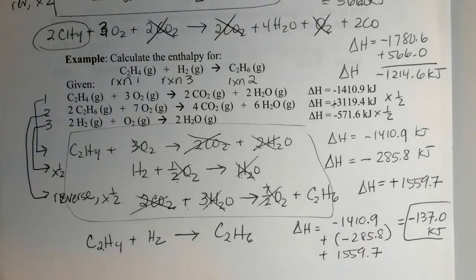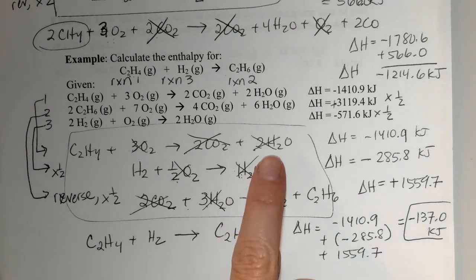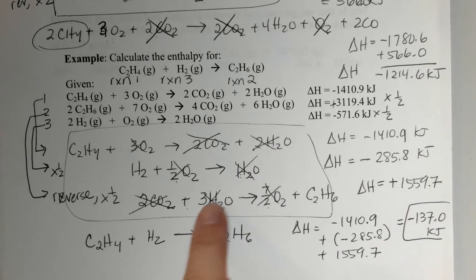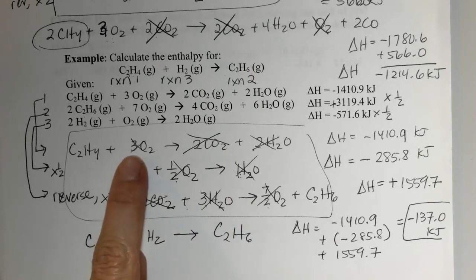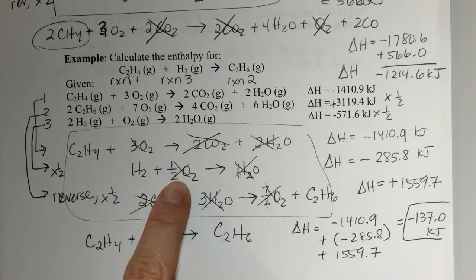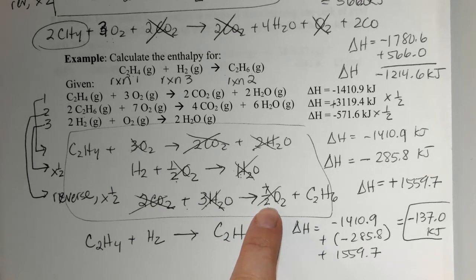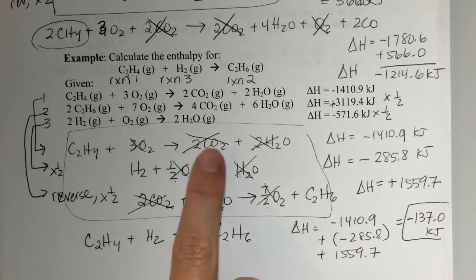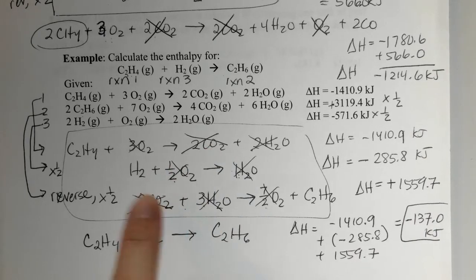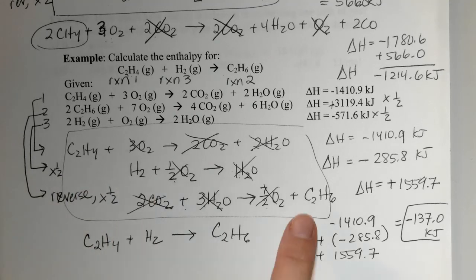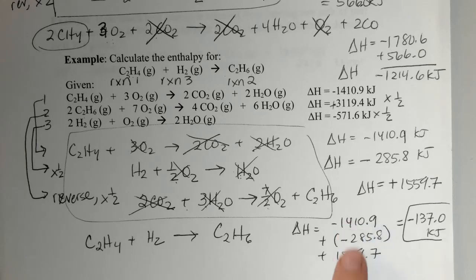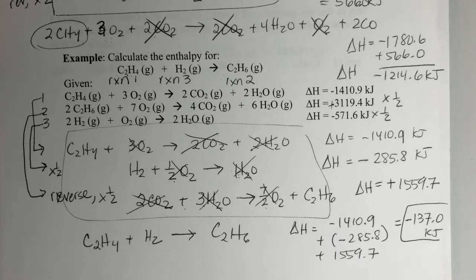Then when I go to add everything together, remember like terms on both sides will cancel out. So I had 2 plus 1, 3 waters on the product side to cancel out with my 3 waters on the reactant side. I had 3.5 oxygens on the reactant side to cancel out with my 3.5 oxygens on the product side. And my 2 carbon dioxides on both sides, product and reactant, will also cancel out. So I have left the ethene, the hydrogen, and the ethane. That's exactly what I was looking for. So I'm just going to add all of those adjusted delta H values together to get my new delta H.